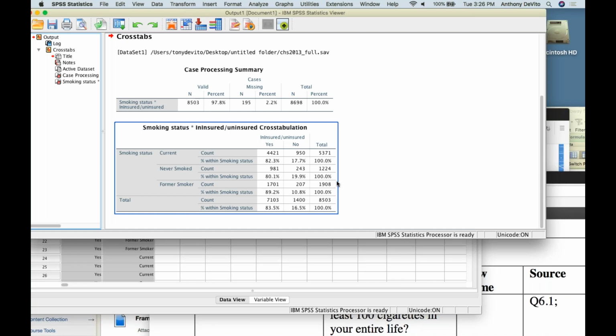More health problems. Yeah, maybe they have to be careful to get insured because they have more health problems. What else? Maybe they're concerned. They don't have problems, they're concerned about having health problems. Maybe people who are employed are more likely to be smokers.